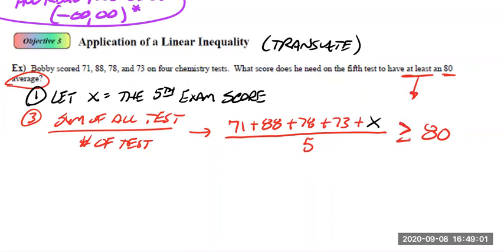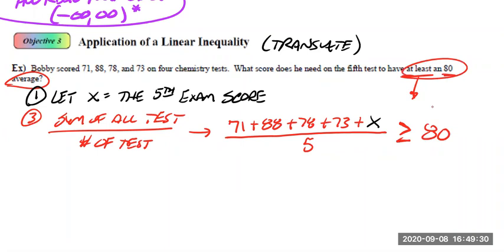So again, it's just the wording in which we're asked. And I know sometimes it's like, well, in an application like this, obviously if your average is 80, you're good. That's what he wants. But if you score higher than that, then you're going to average more than 80. So again, it's an inequality because of the wording, at least an 80.